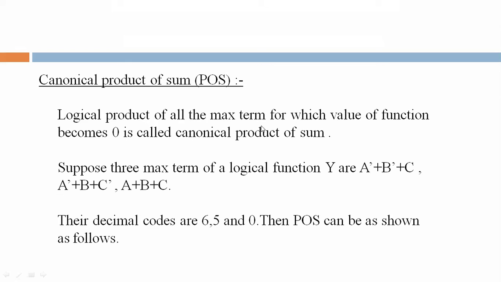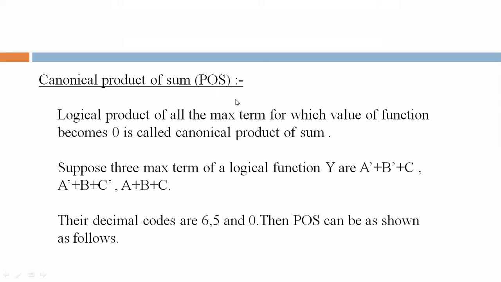And the logical product of all the max terms for which the value of the function becomes 0, if all of these values are 0, then it's called a canonical product of sum. From the max terms we make their product form, which we call product of sum. See, representing here, that is also called a canonical product of sum.